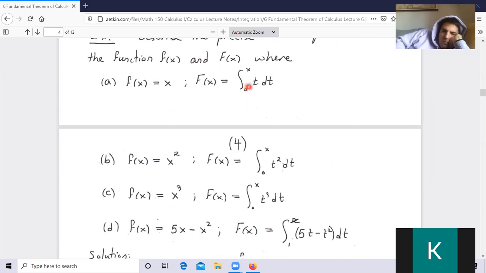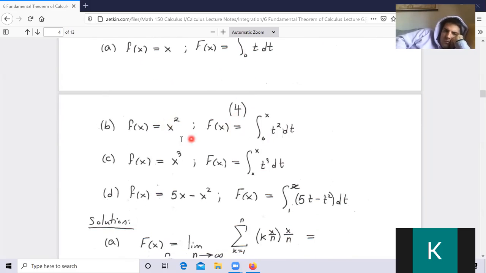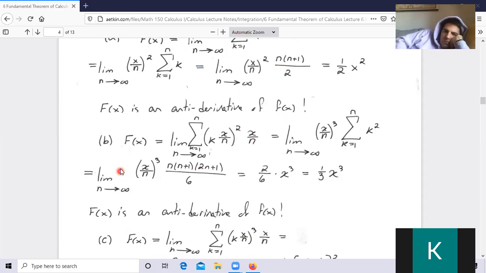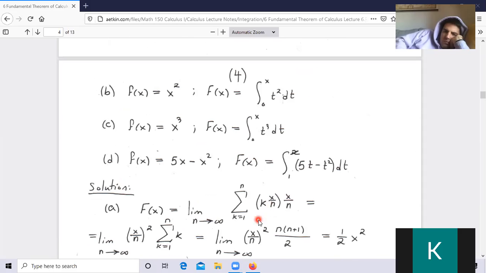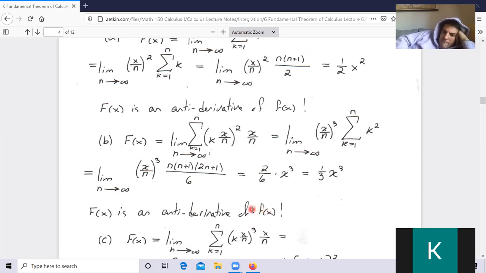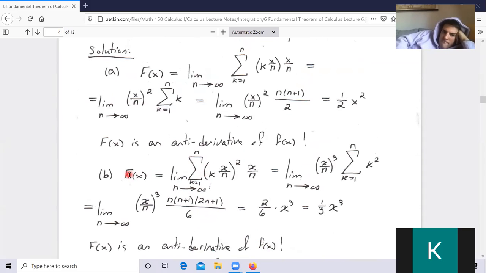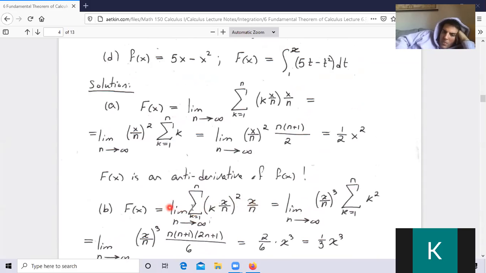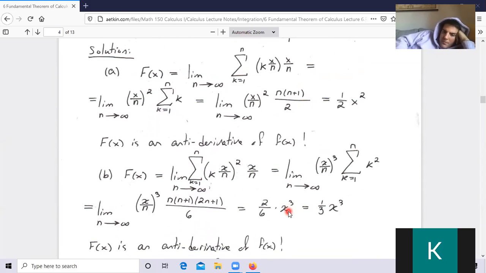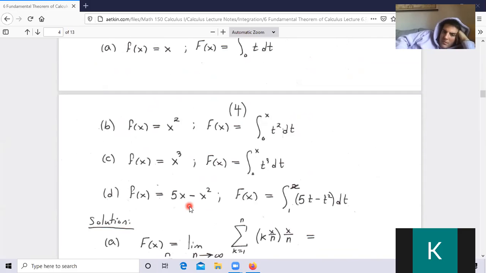Next, let's try to do the same thing with x squared. What's the relationship between x squared and the integral from 0 to x of t squared dt? Now, I can use Riemann sums. Here I went through the Riemann sums. So I can integrate from 0 to x, and applying Riemann sums, here they are. That's the limit of Riemann sums. I get 1/3 x cubed. So again, I get an antiderivative of x squared. So the relationship in B is that this capital F is an antiderivative of x squared. Do you see that?